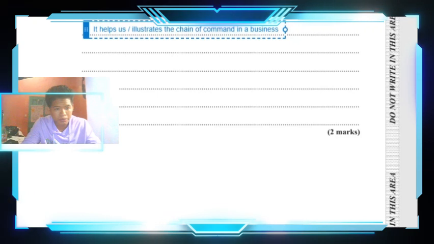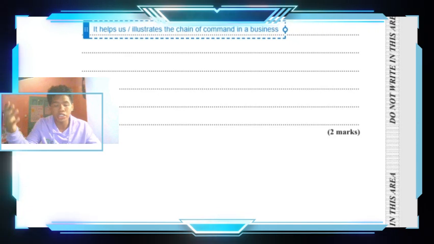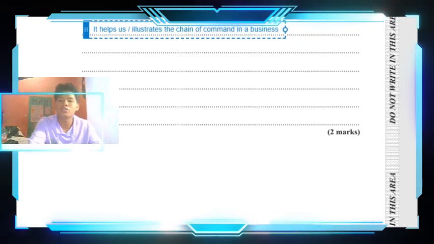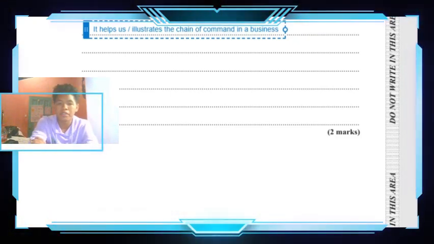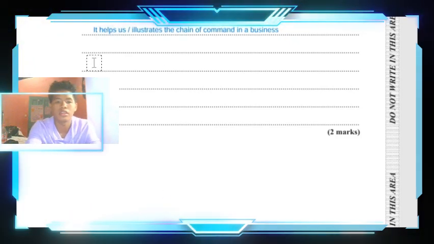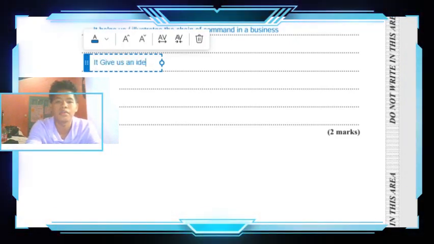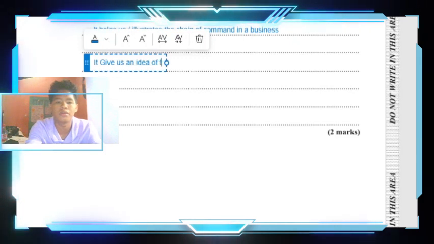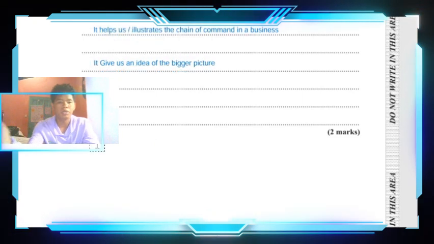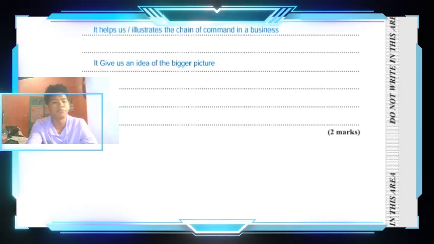So that is one. Number one, it's in a business, so it helps us illustrate the chain of command in the business. However, it also gives us an idea of the bigger picture. So let's put that right down here. Number one, it helps us illustrate the chain of command in a business, and it gives us a general idea of the bigger picture.